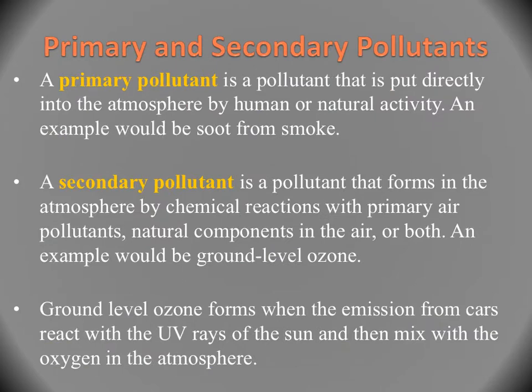Now, when we look at air pollution, we separate the pollutants into two categories: primary pollutants and secondary pollutants. And primary pollutants get put there directly by a human or natural activity. Alright, soot from smoke goes up into the air, and that's the direct result of burning something. That is a primary pollutant. A secondary pollutant forms in the atmosphere by chemical reactions with a primary pollutant.